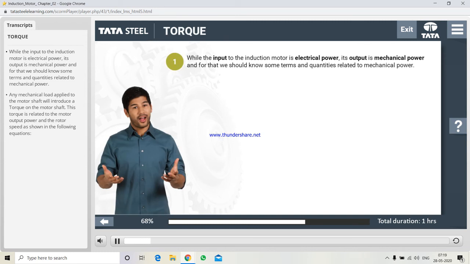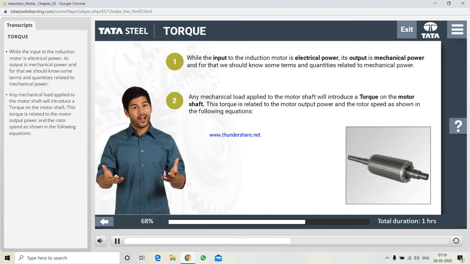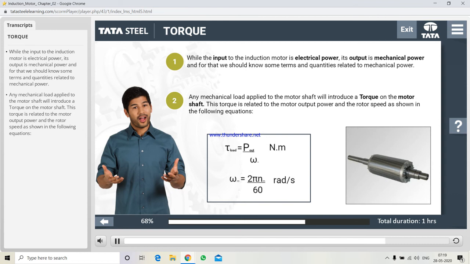While the input to the induction motor is electrical power, its output is mechanical power, and for that we should know some terms and quantities related to mechanical power. Any mechanical load applied to the motor shaft will introduce a torque on the motor shaft. This torque is related to the motor output power and the rotor speed as shown in the following equations. Click Next to continue.